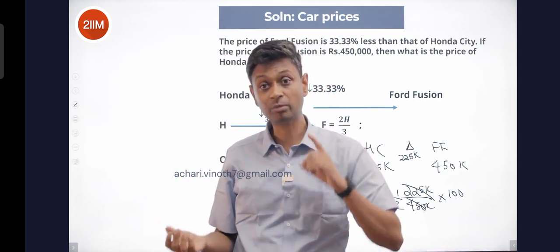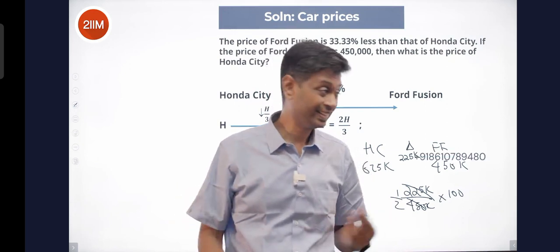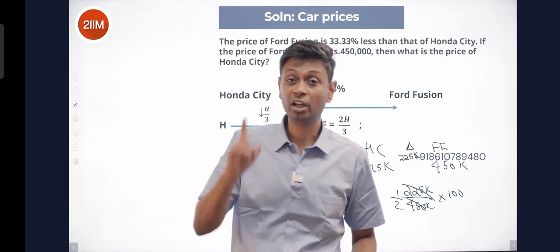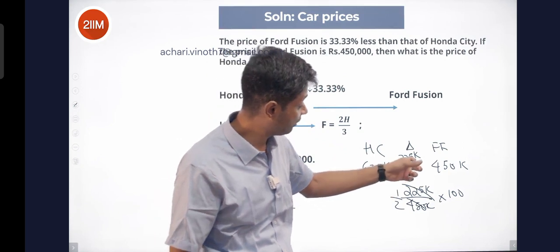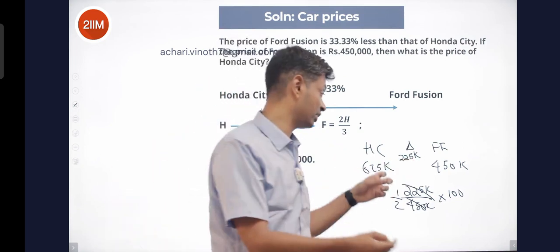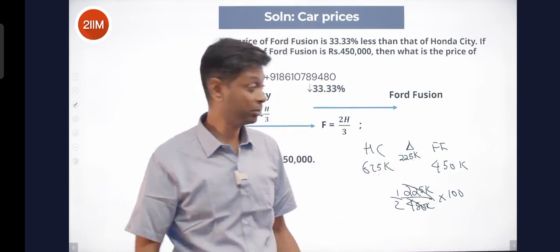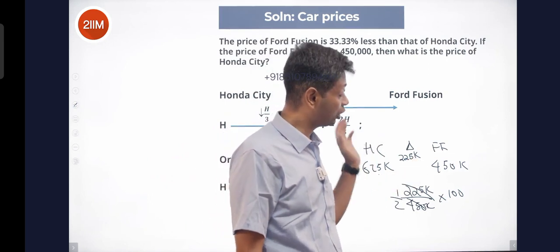This is cheaper, that is more expensive, but not the same percentage. The amount difference is the same. In one case, I'm expressing this 225K as a percentage of 675K. In another case, I'm expressing this 225K as a percentage of 450K.